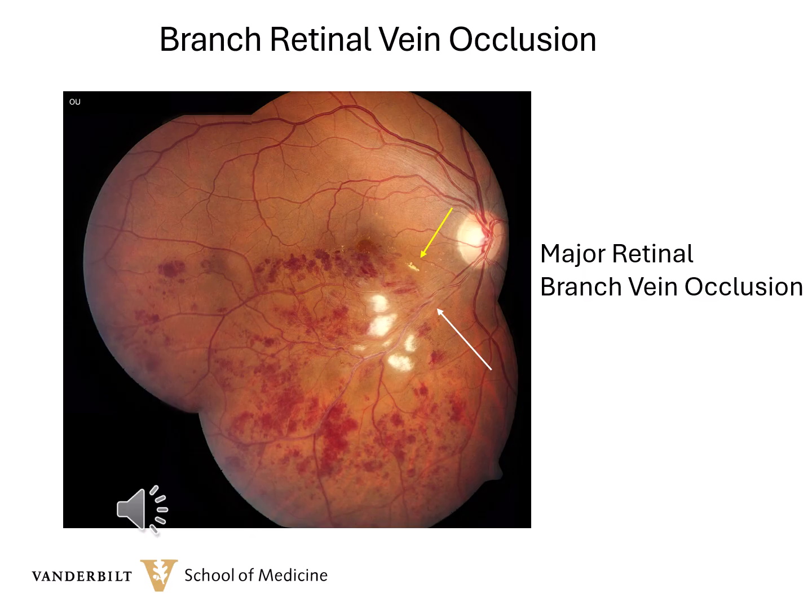In the papillomacular bundle, the yellow arrow points to some yellowish, very discrete lesions, and these are hard exudates. This means the vein occlusion has been present for a while. The bright white areas are in the nerve fiber layer, and these are cotton wool spots.